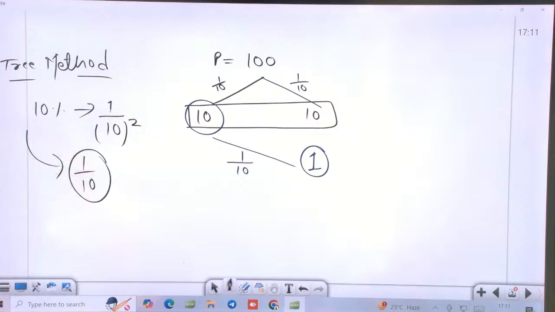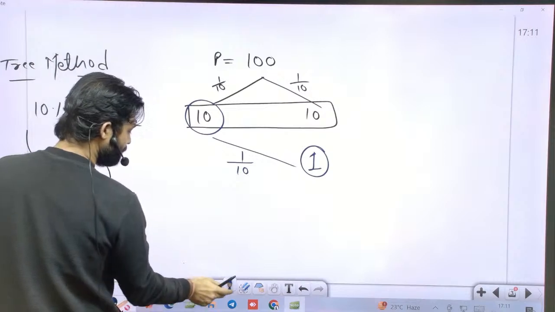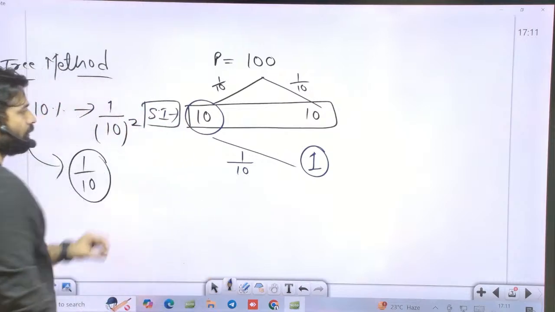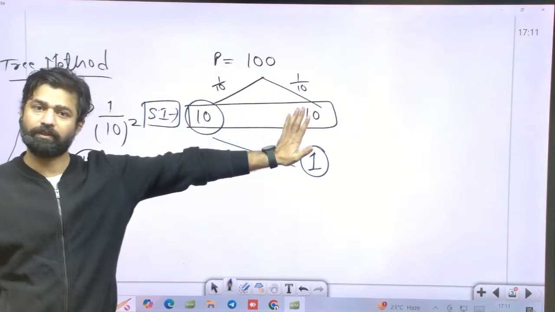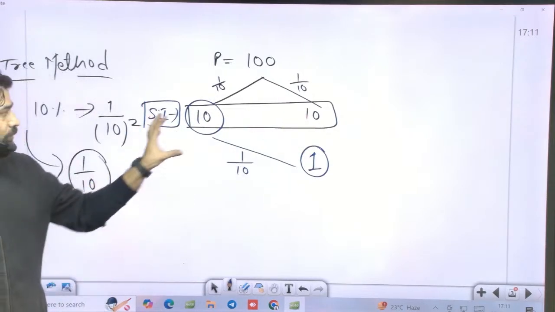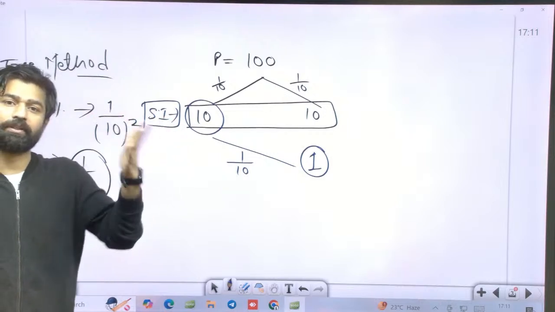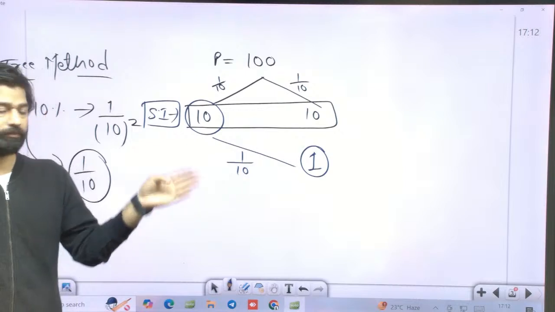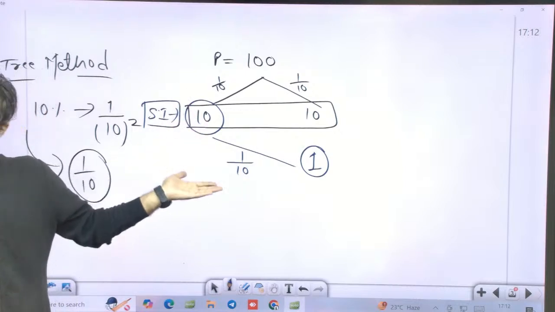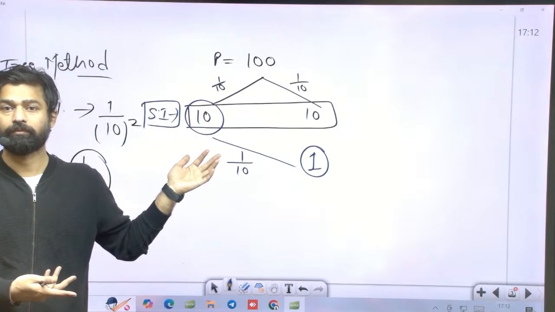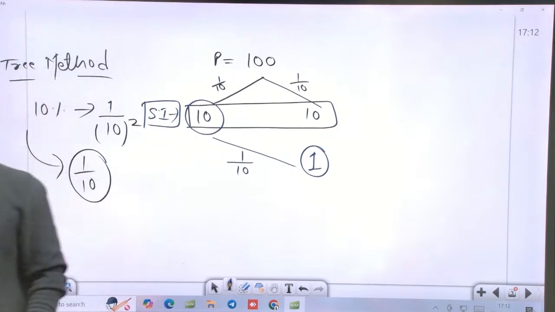Okay, in this chart, I'm asking some questions to you. This is SI. This is first year and this is second year. So from this chart, we can derive one thing, that SI and CI for the first year is equal. Because we have only one value here, that is 10. So this is SI and you can say this is CI also. So write one note in your notebook.